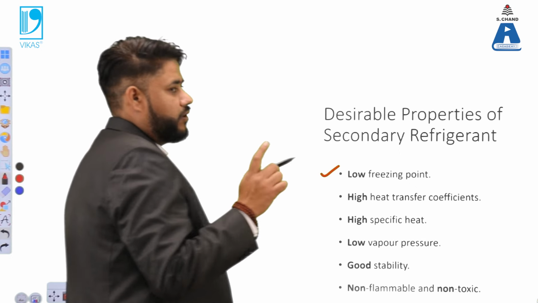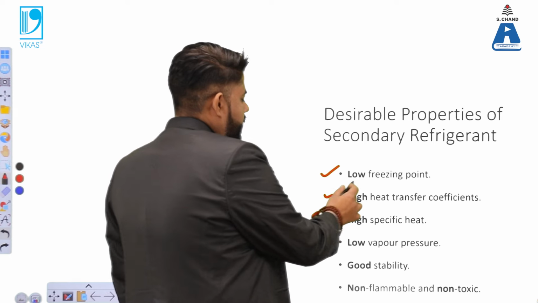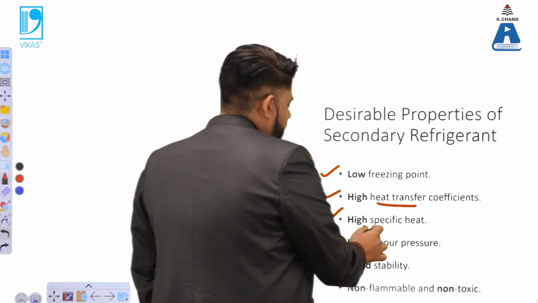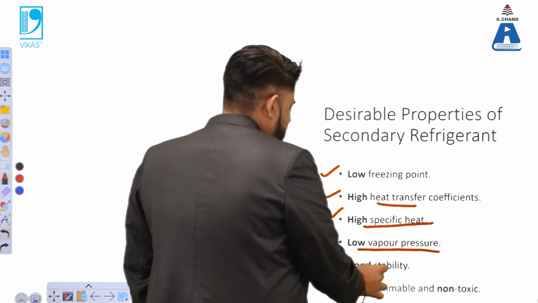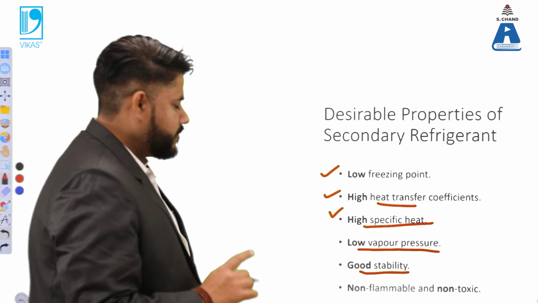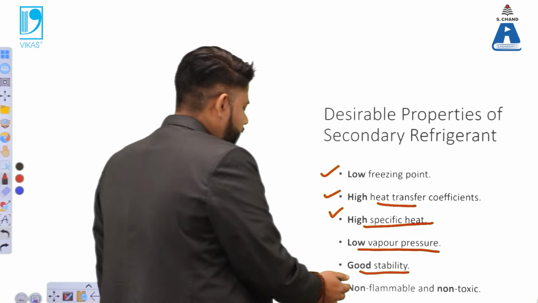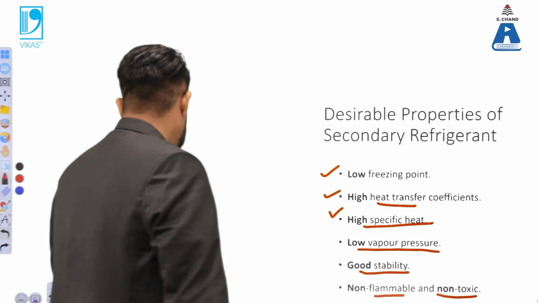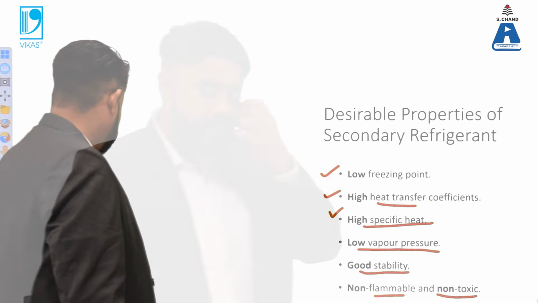Number one, it should have a low freezing point. It should not freeze by itself. It should have a high heat transfer coefficient. It should have a high specific heat. The vapor pressure should be low. That means it should have good stability, and it should not be flammable, and it should not be toxic. So these are the particular characteristics of the secondary refrigerant.